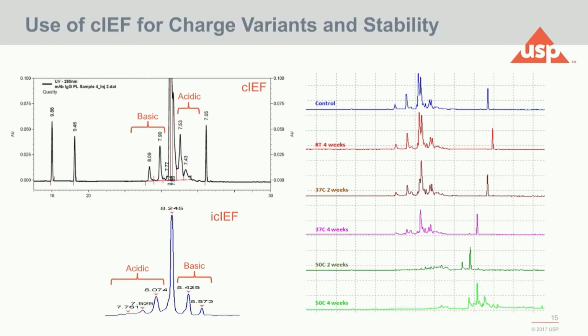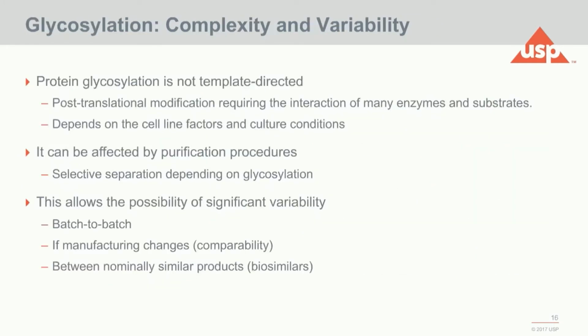So I'll spend a little bit of time on glycosylation. Glycosylation is a major concern, in part because it's so complex and variable. Because protein glycosylation is not template directed, it really requires the interaction of a number of different enzymes and substrates. And so we have glycosylases, glucosidases, a number of different enzymes that are impacting glycosylation. It also can be impacted by factors in the cell line itself and in the culture conditions. So for example, the presence of manganese can be very important for getting the proper glycosylation of your molecule.